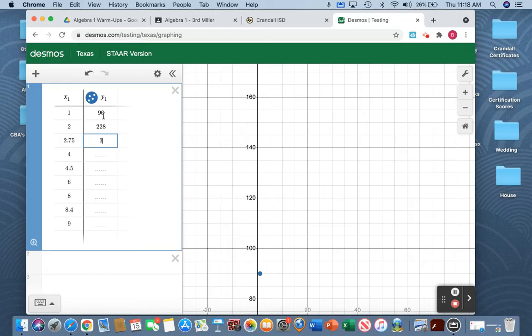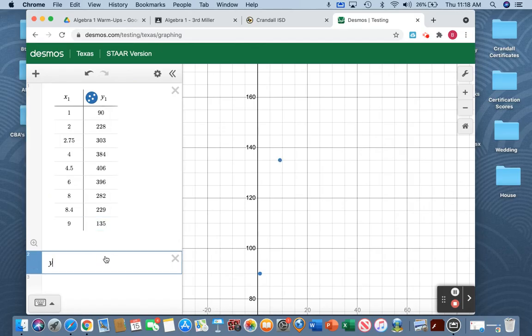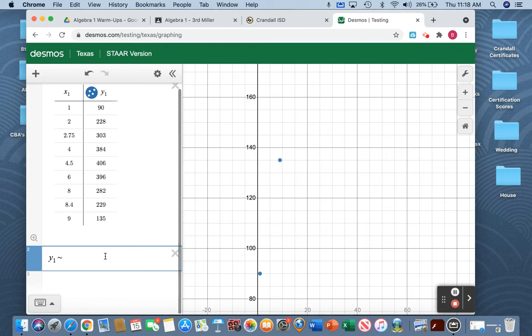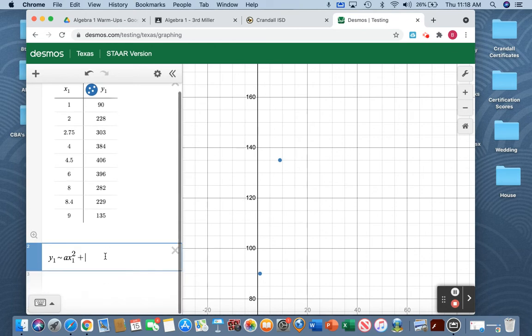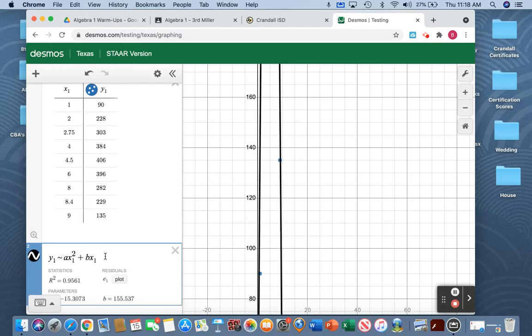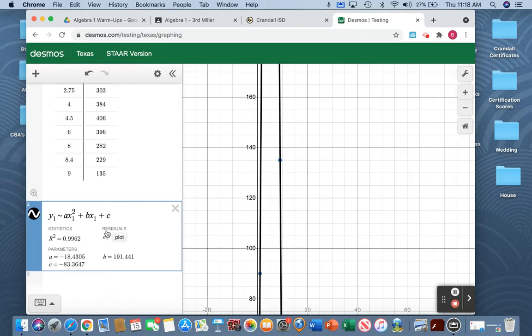Then I'm doing 90, 228, 303, 384, 406, 396, 282, 229, and 135. Again, quadratic regression, y1 squiggly, ax1 to the second power plus bx1 plus c. When I do that, it gives me my a, my b, and my c.